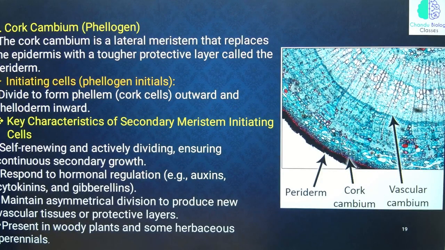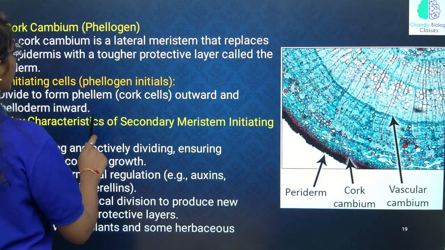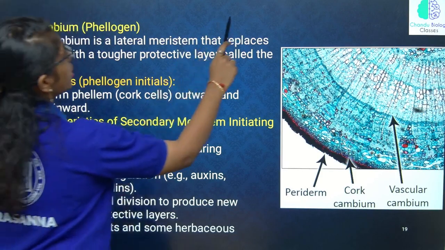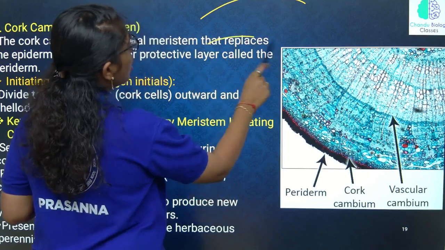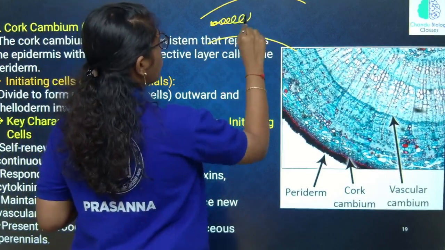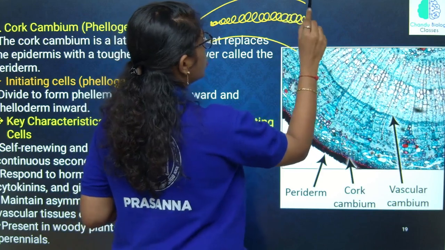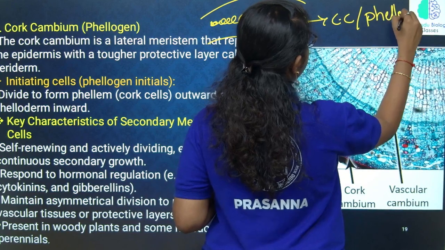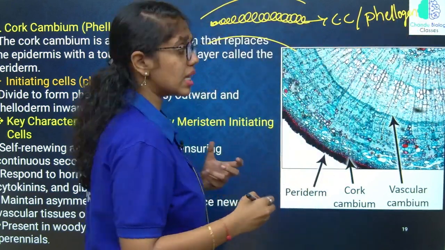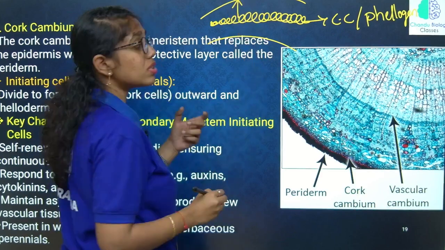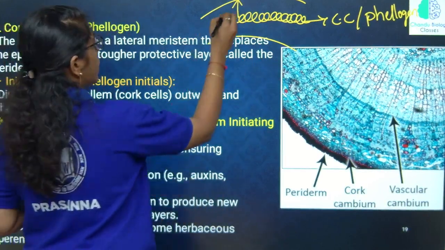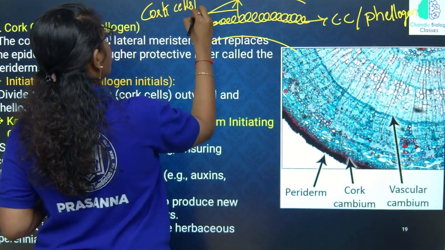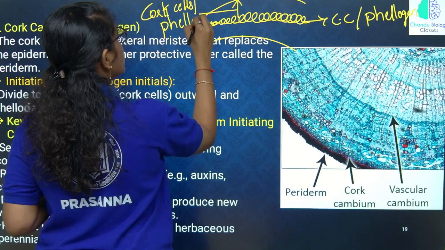Now, cork cambium or phellogen. We all know this is the secondary meristem which occurs in the cortex region. The cork cambium, also called phellogen, will divide and form new cells. Those new cells formed towards the epidermis are called cork cells or phellem.